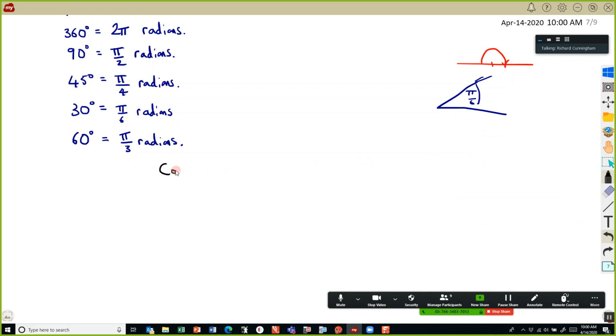Converting. Okay. Converting between degrees and radians. I think I need to upgrade my software.